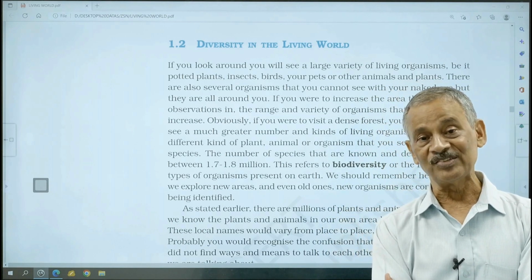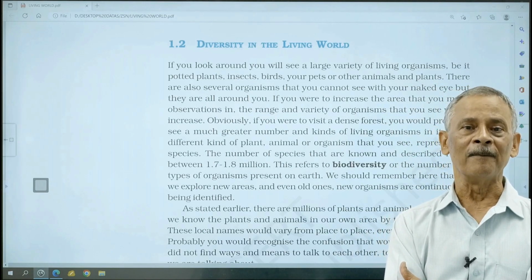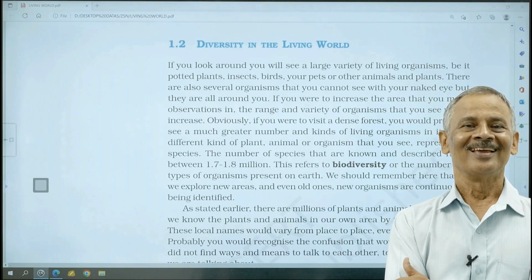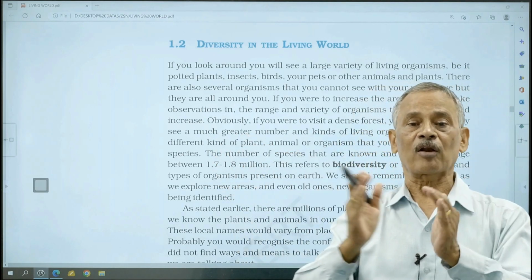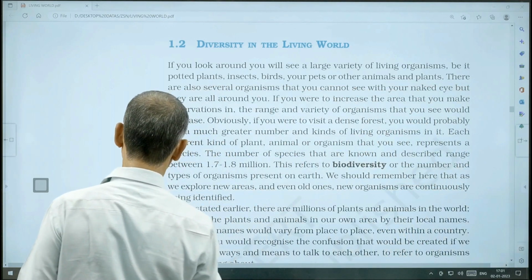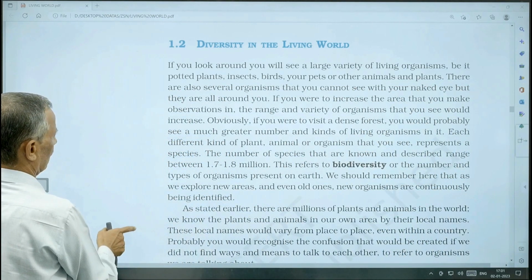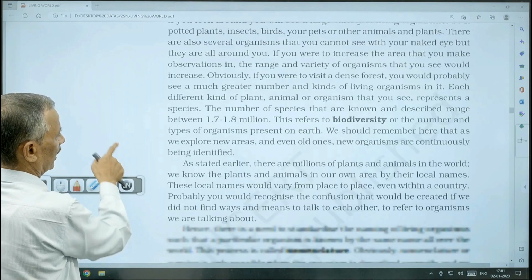So, what is the easiest way? We have to group them based upon their similarities and differences. We are all grouping them. That grouping is called classification.